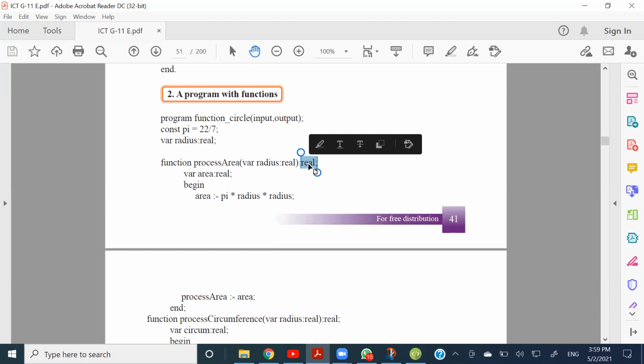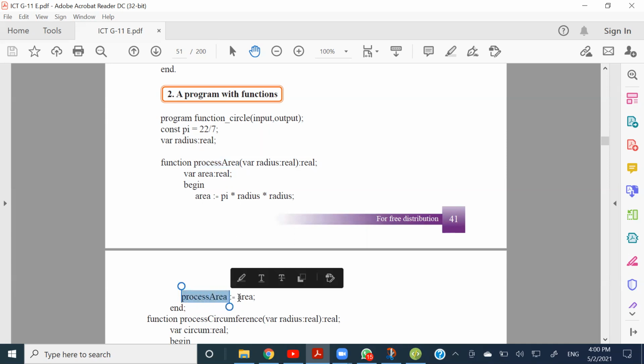Have you got this, people? It is the way of writing it, right? That is the way to write it. The last real is the type of the return data. Yes, the last real is indicating the return data type. This real belongs to the data type of the radius, and this real belongs to the return type of the function, right? So that is why they assign the function name with the variable which is going to return.